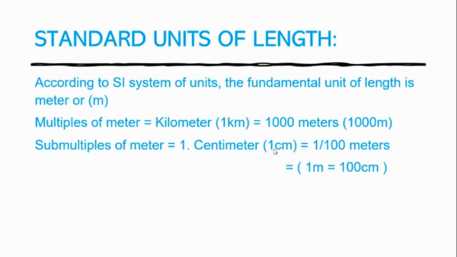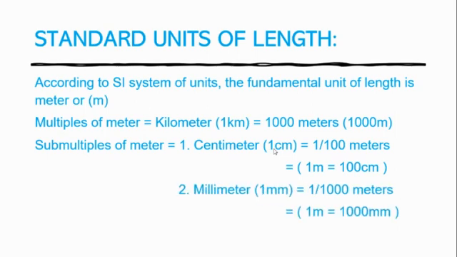The word centi means 100th part, 1 by 100. Thus, 1 centimeter is the 100th part of a meter. In other words, 1 meter is equal to 100 centimeters. The next submultiple of meter is the millimeter, or in short form mm. The word milli means a thousandth part of a meter. In other words, 1 meter is equal to 1000 millimeters. So as you can see here, 1 mm equals 1 by 1000 meters, or you can say 1 meter equals 1000 mm.